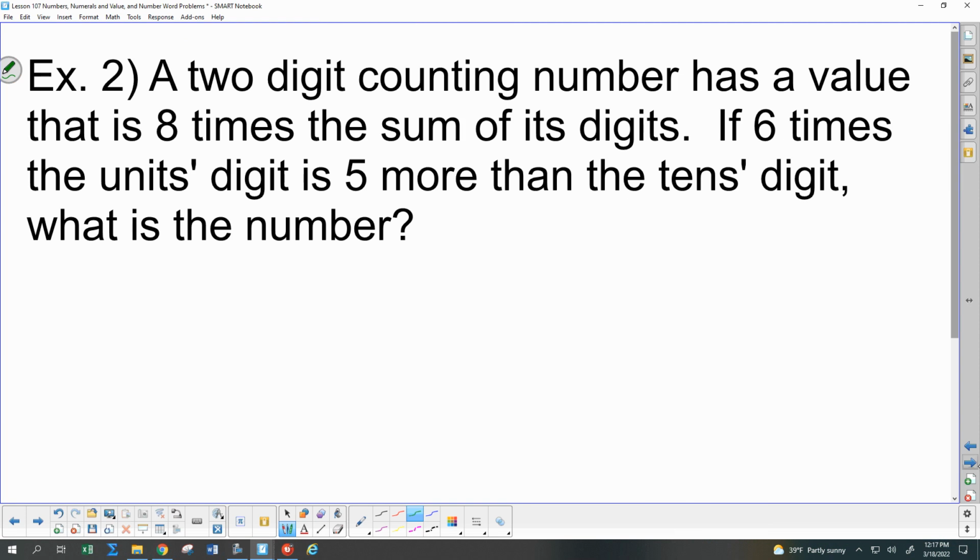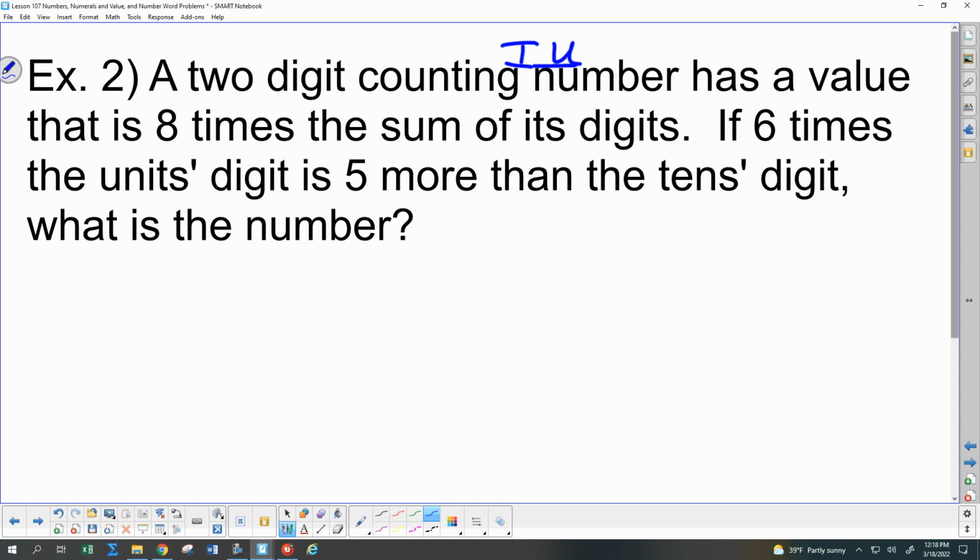Okay, similar kind of problem, although this one is not going to involve switching the digits. We have a 2-digit counting number. So that means we have something in the tens place, and then we have some other number in the units place. That's not t times u again, just a tens digit followed by a units digit, and it has a value. So who can tell me the value of that original number? Yo-Yo, you want to give that a try? How do we write the value of the original number?